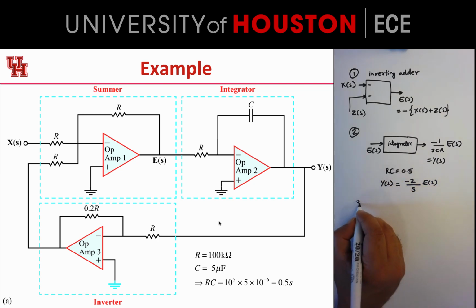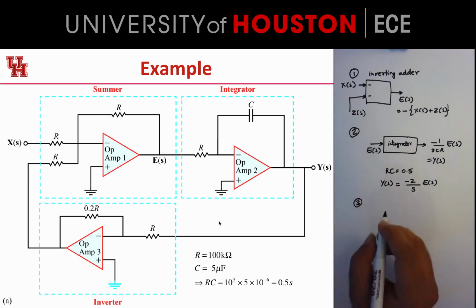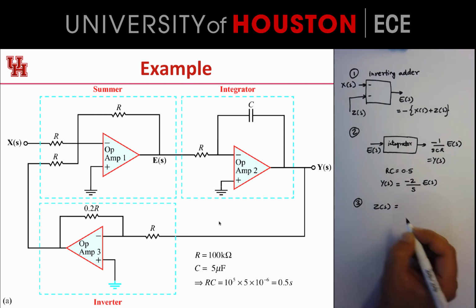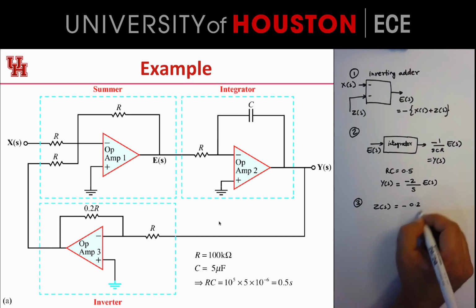Now if we look at op amp number 3, it's just your standard inverting amplifier. What comes out of it is Z(s), and Z(s) is minus 0.2R divided by R, which cancels, times Y(s).